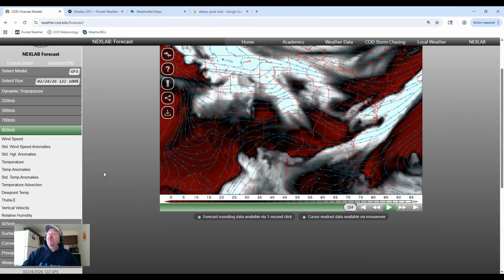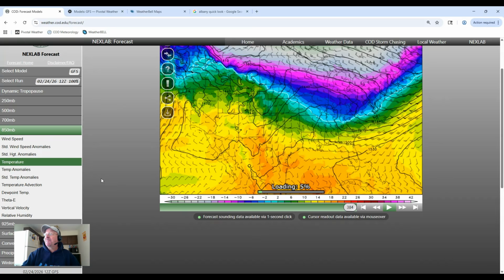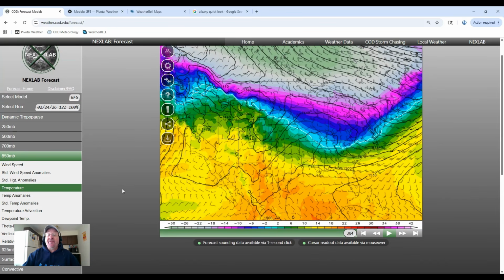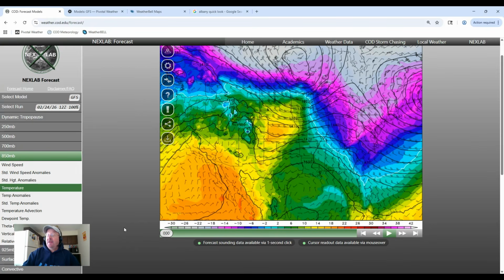The 850 is where I look at temperatures. Okay. This is for rain and snow, obviously. Basically, I'm looking at winter weather, and we'll go into springtime and severe weather forecasting when that starts occurring. But this is the 850, and this is the zero line. Anything north of that line is going to be less than zero. Anything left of the line or south of the line is going to be greater than zero.